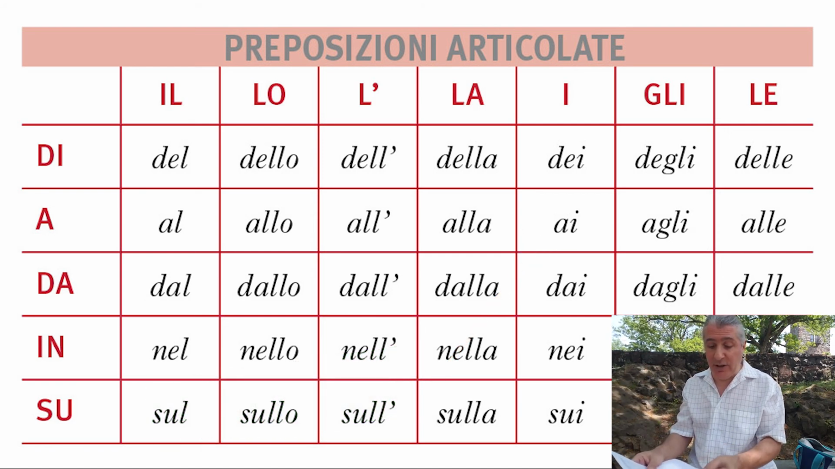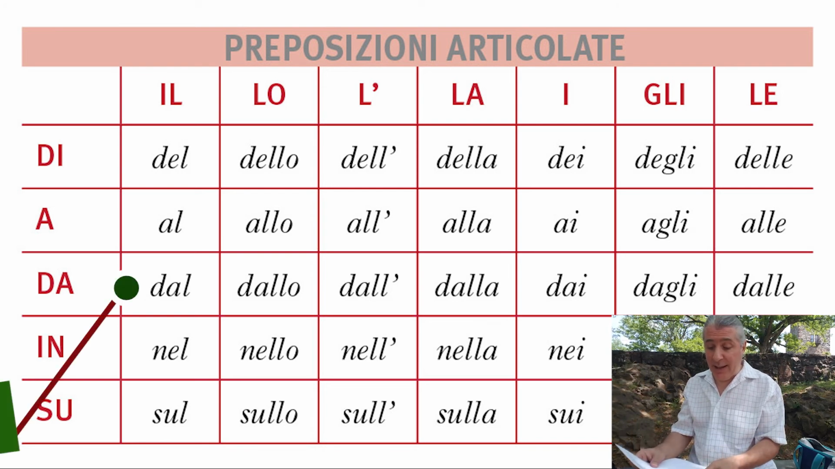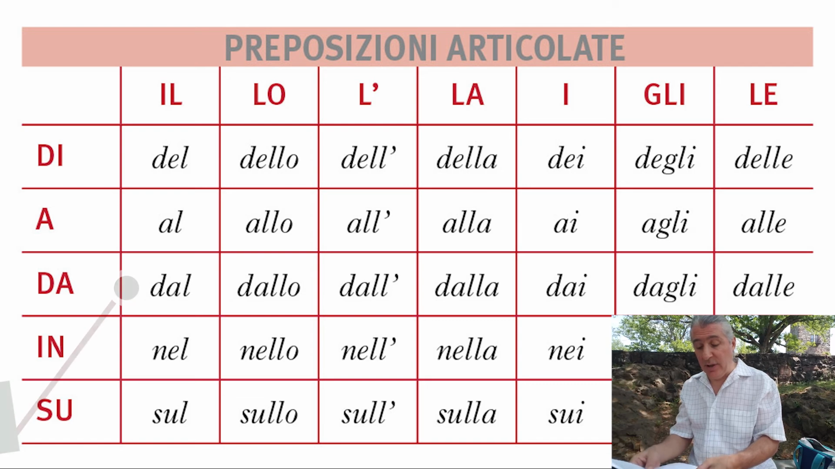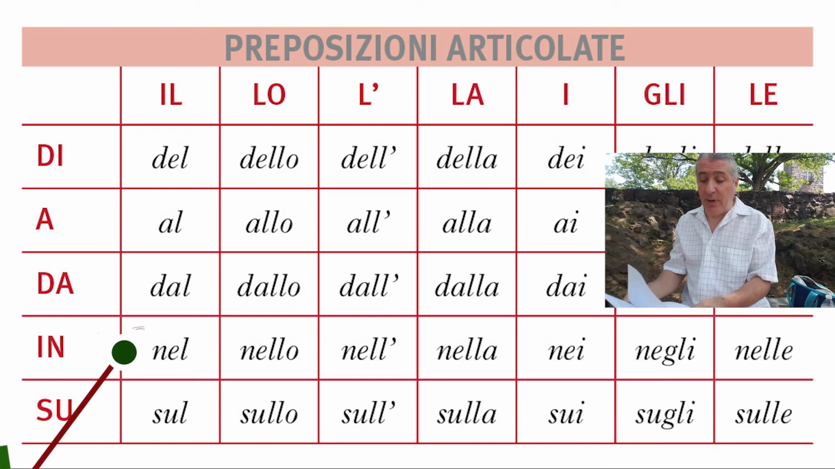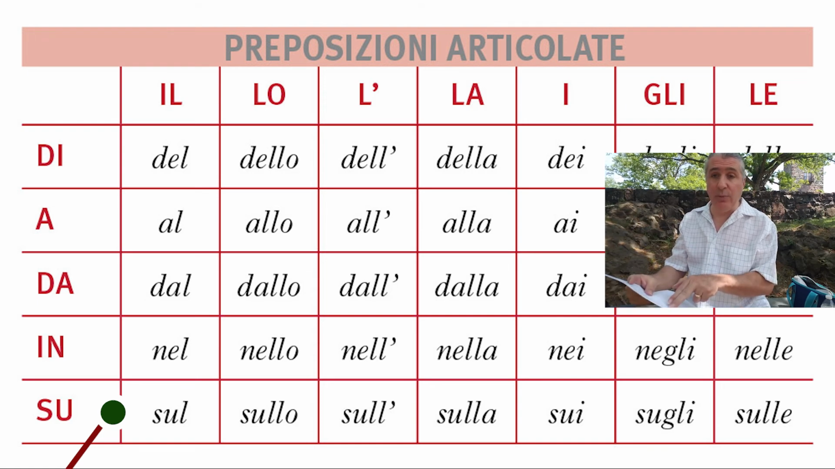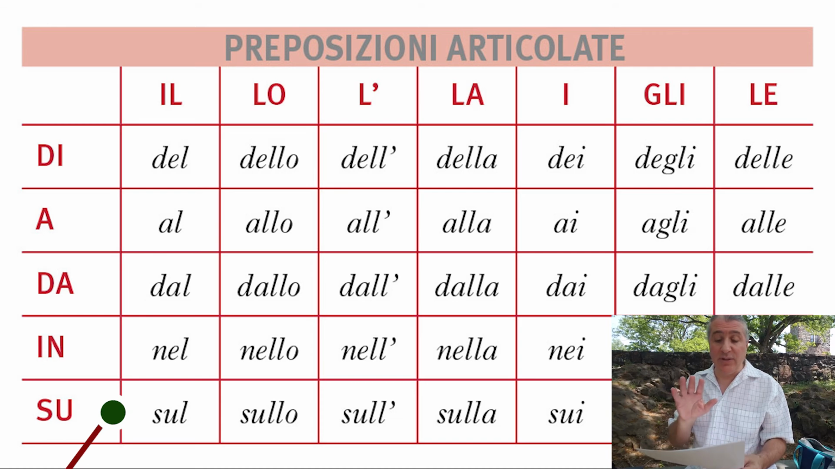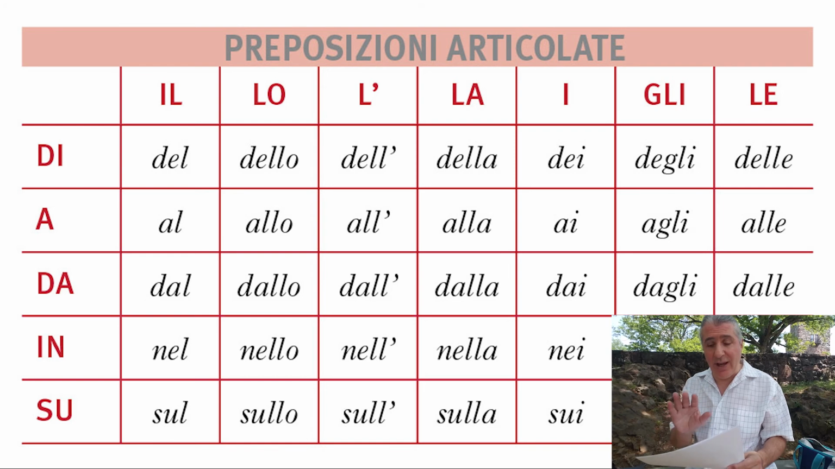Now you can follow down and look at it for yourself. Da, if you look across you can see how it becomes dal, dallo, dall', etc. And then in becomes nel, nello, nell', etc. And then finally su. If you combine su with the definite articles, you can see at the bottom row it becomes sul, sullo, sull', sulla, sui, sugli, and sulle. Okay, so that's an overview of our articulated prepositions, the preposizioni articolate.